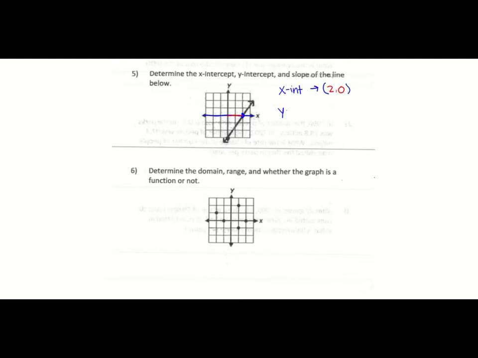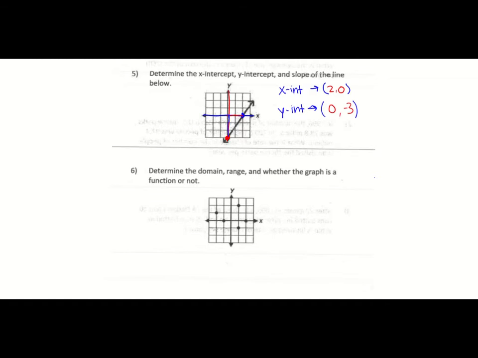My y-intercept crosses this y-axis right here. So my y-intercept is going to be left and right 0. So my first point is 0. And then I'm not going left and right, so it's 0. I'm going down 1, 2, 3. So that gives me a negative 3. Now I have 2 points on my line.